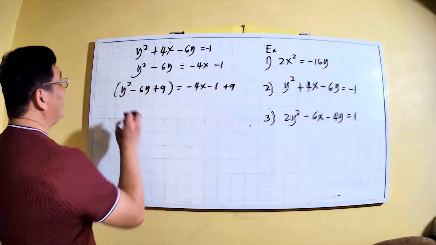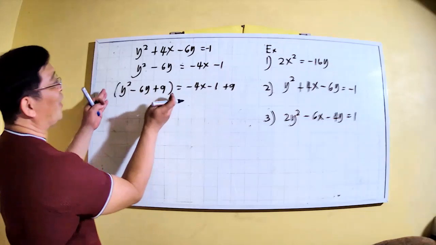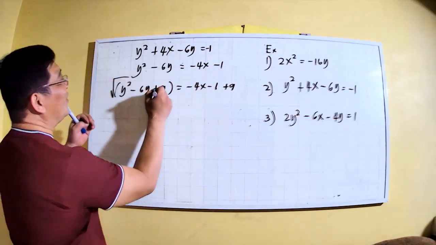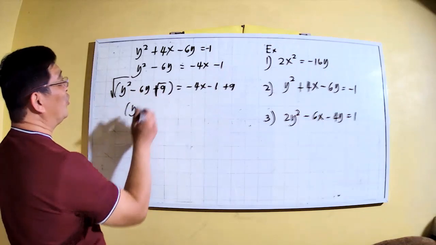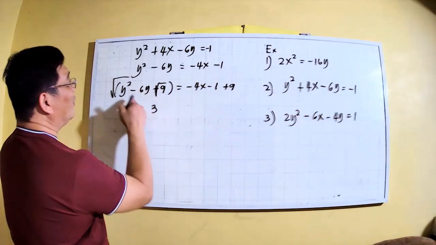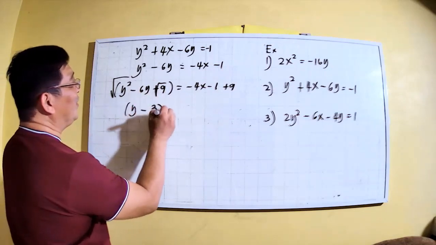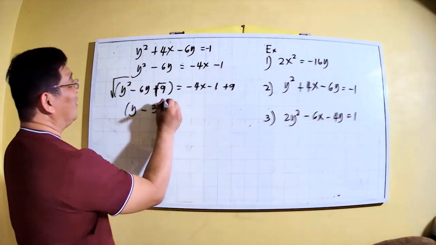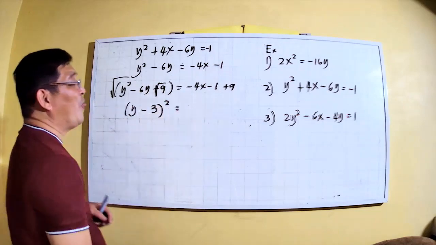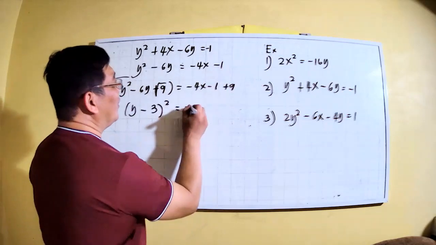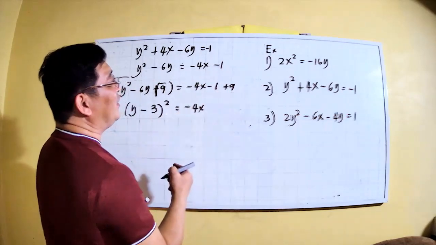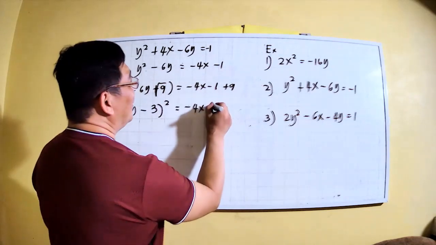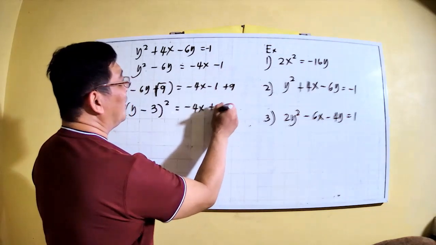Simplify natin yung right. And then ito, i-factor na natin. Dini-square root natin to. Square root of y squared is equals to y. Square root of 9 is equals to 3. Kung ano yung sign doon, yun ang gagamitin. The second term, that is squared, is equals to, simplify this one, you have negative 4x. Negative 1, positive 9, we have positive 8 yung matitira.